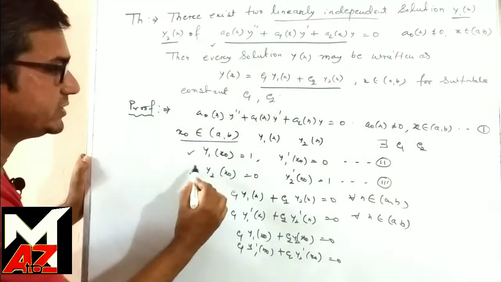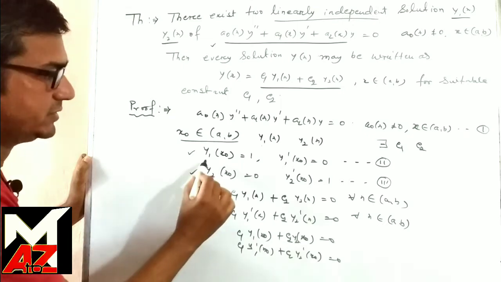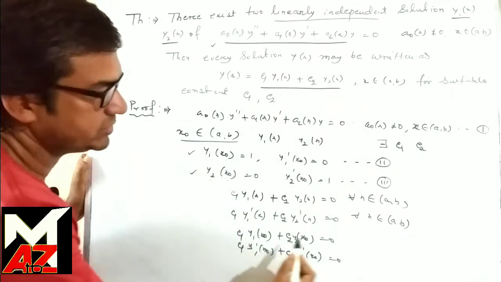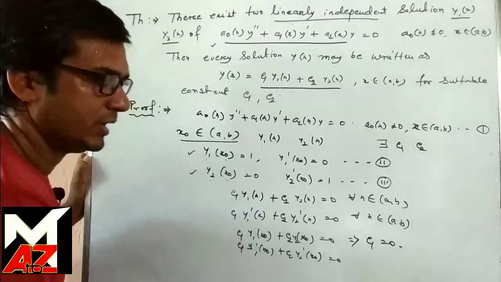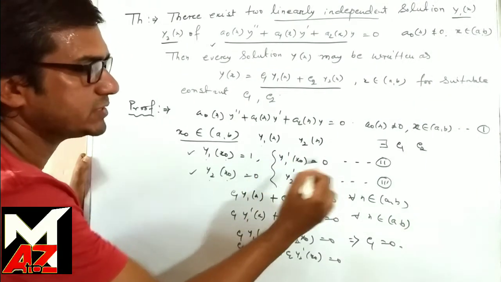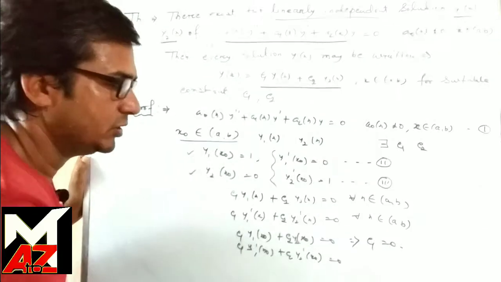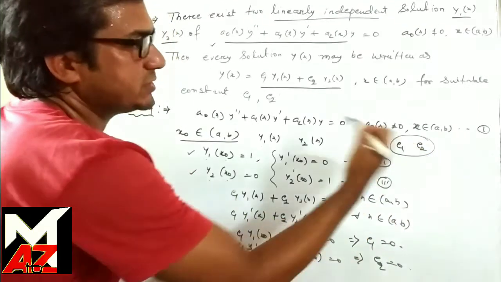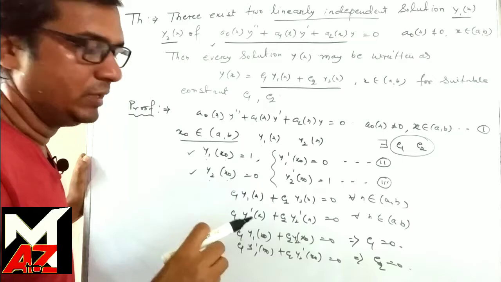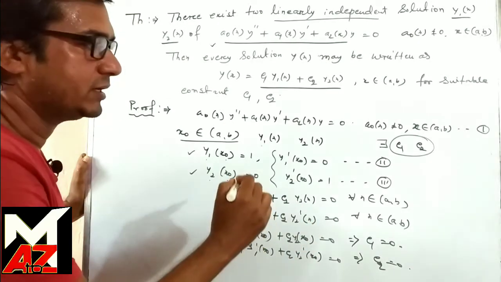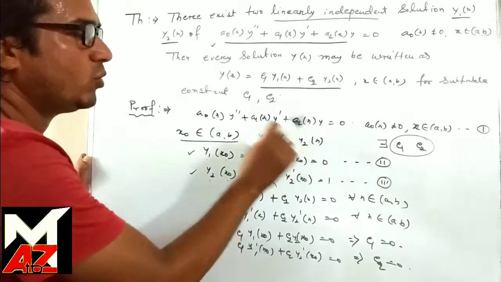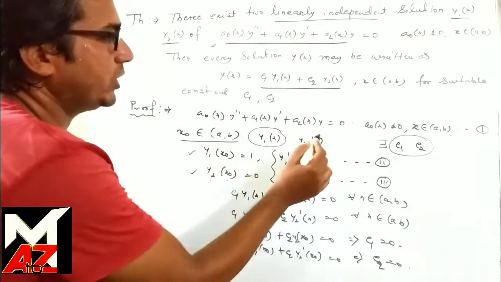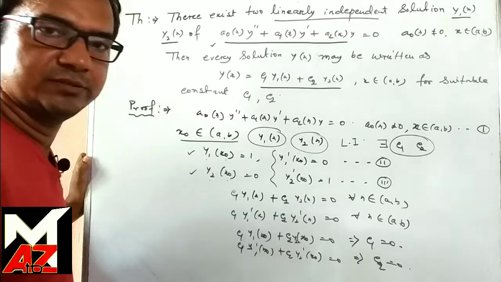Using the results 2 and 3, if we put y1(x0) = 1 and y2(x0) = 0, from this relation we get c1 = 0, and putting y1'(x0) = 0 and y2'(x0) = 1, we get c2 = 0. But we assumed c1 and c2 are not both 0. So there is a contradiction, since we took y1 and y2 to be linearly dependent. So here we prove that y1(x) and y2(x) must be linearly independent. Right?